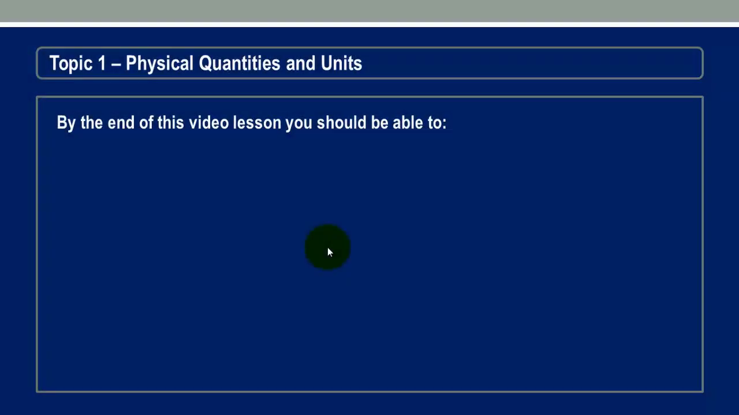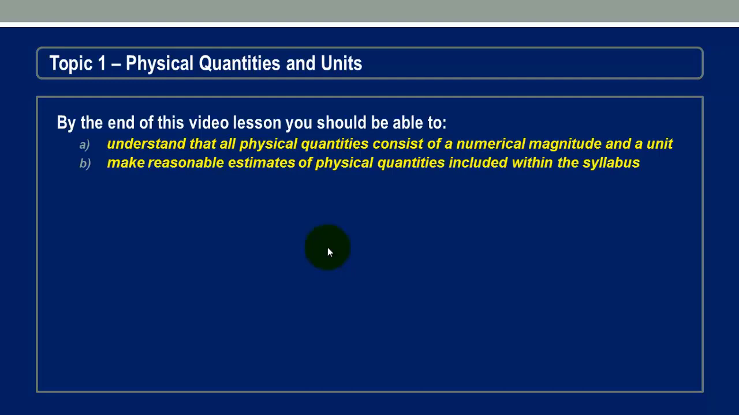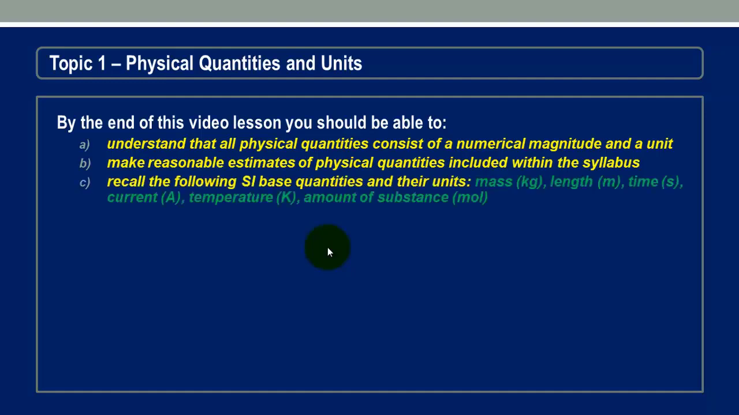So by the end of this video lesson, you should be able to understand that all physical quantities consist of a numerical magnitude and a unit. You should be able to make reasonable estimates of physical quantities included within the syllabus. You should be able to recall the following SI base quantities and their units, that is mass, measured in kilograms, length, in meters, time, in seconds, current, amperes, temperature, Kelvin, and the amount of substance, which is measured in moles.